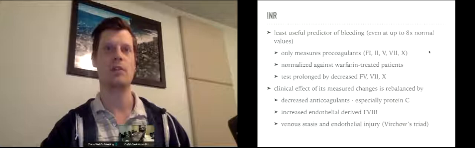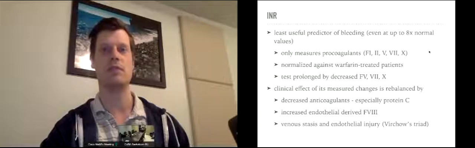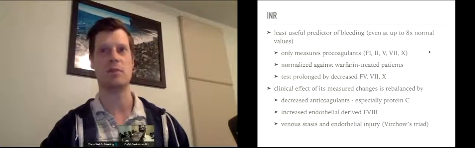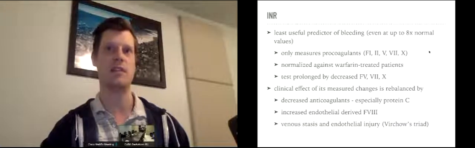We'll start with the big one, INR. INR was originally developed in the early 1980s for standardization of therapeutic anticoagulation with vitamin K antagonists. It is unfortunately the most problematic test in coagulation in cirrhotics. The test is a mathematical manipulation of the prothrombin time and measures only procoagulant factors, as we talked about. So factors 1, 2, 5, 7, and 10, but has no way of measuring anticoagulant factors such as protein C.